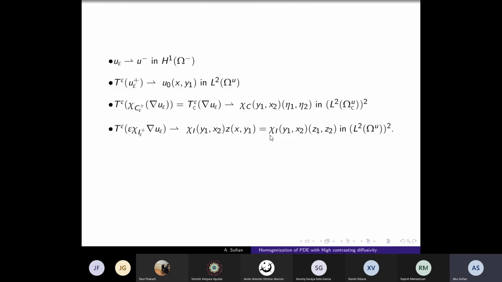So finally we have to prove the full convergence of the subsequence also. Now we have to identify what eta1, eta2, z1, z2 are, and how they are related with u naught.